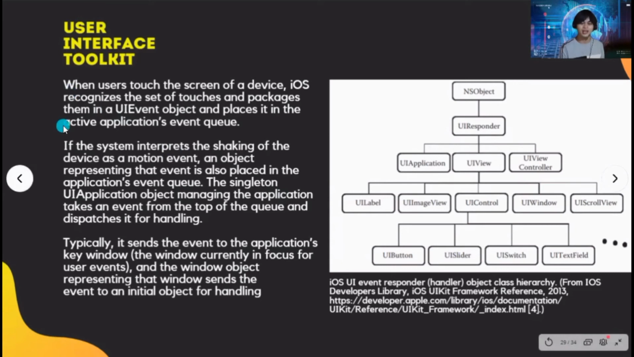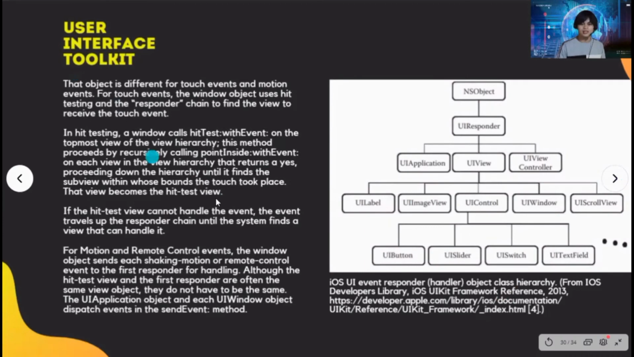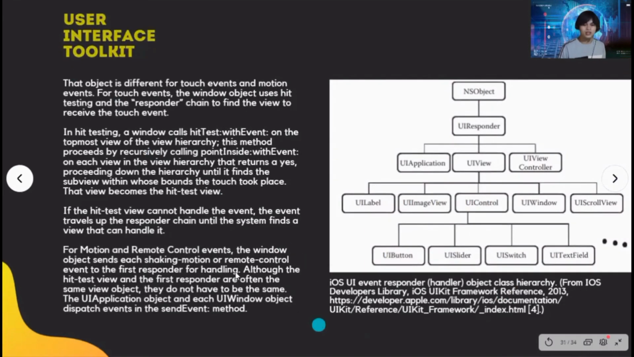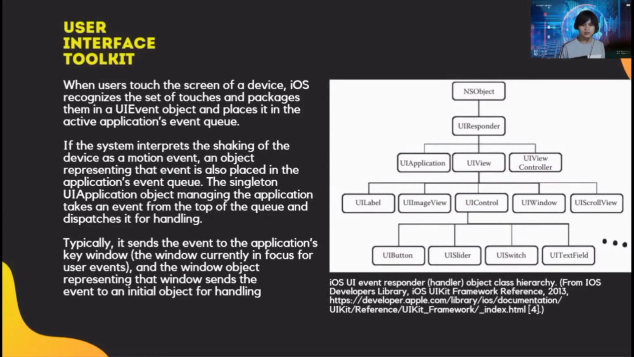Read again. So when the user touches the screen of a device, iOS recognizes the set of touches. Imagine that it packages them into a UI event, and after that, it places it in the active application event queue. Then look first at the hierarchy to see where you are. So simple as that. Okay? Continue.